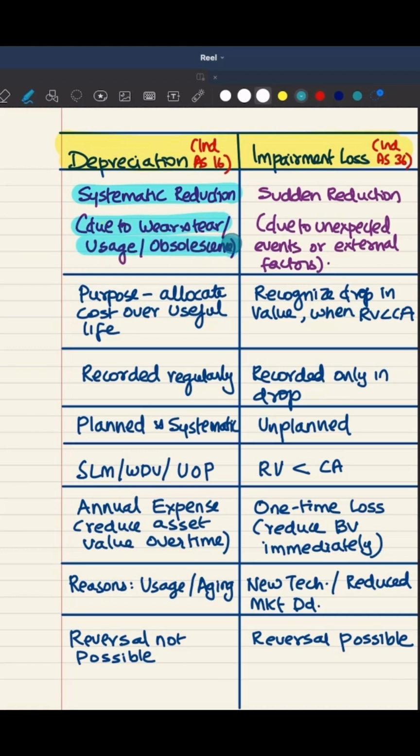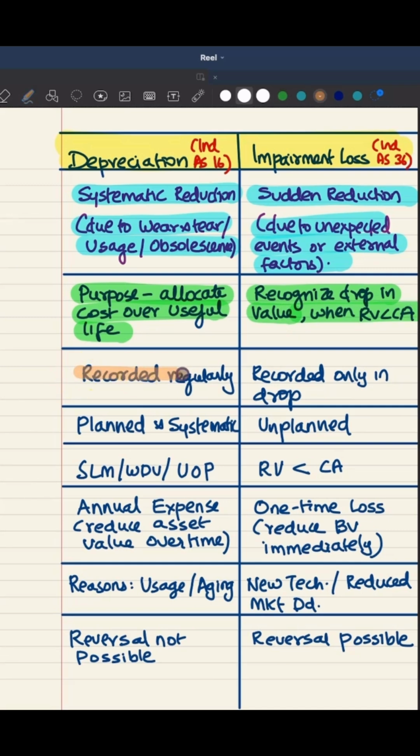Whereas impairment loss is not a systematic reduction. It is actually a sudden reduction in value of asset, which may be on account of unexpected events or external factors. If you look at the purpose of depreciation, it is to allocate the cost of the asset over useful life. Whereas the purpose of impairment loss is to recognize the drop in value of the asset. That is, when realizable value becomes less than the carrying amount, then that drop has to be recognized.